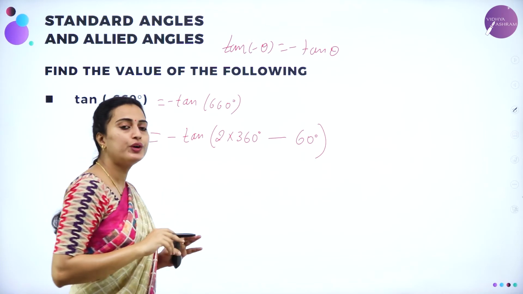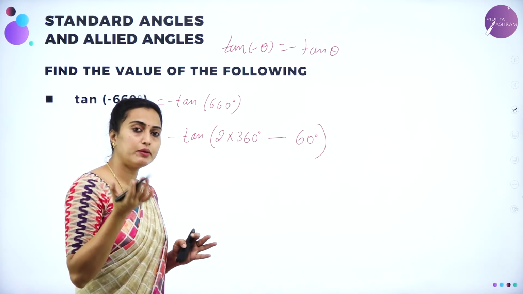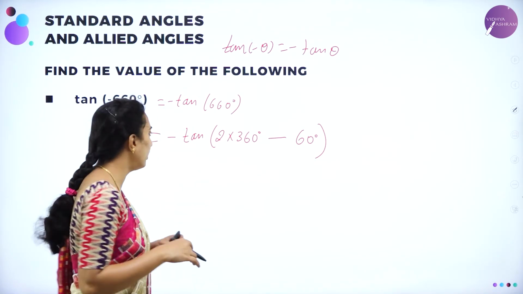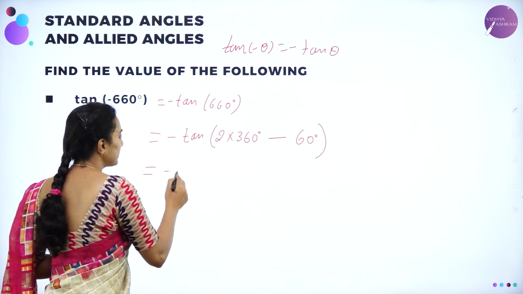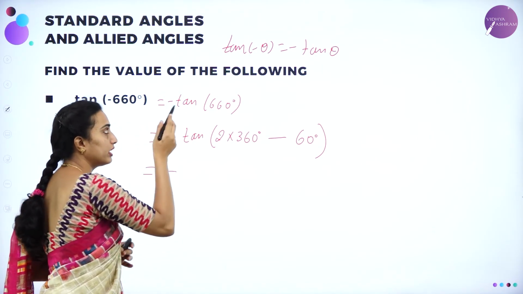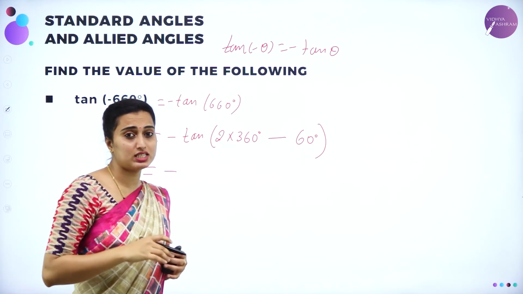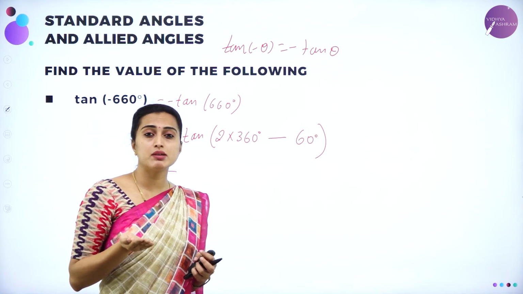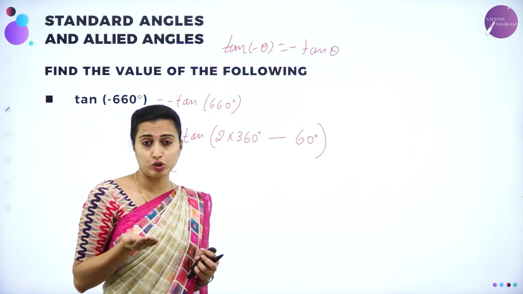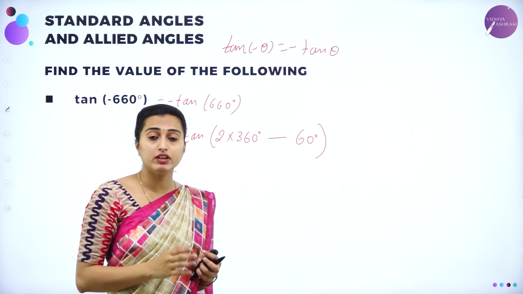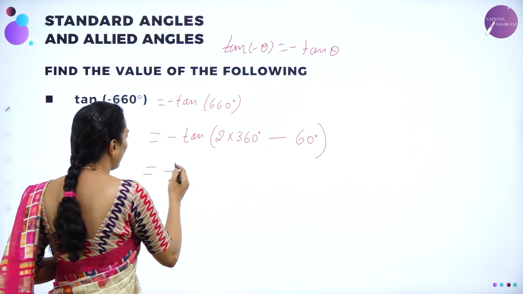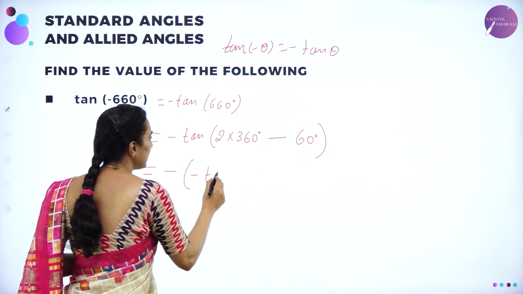It will be giving you 660 degree. 720 degree minus 60 degree is 660 only. So you know already, minus, I am writing here, because tan of minus theta is minus tan theta. Now I am writing tan of n into 360 minus theta. N into 360 minus theta will fall in the fourth quadrant. Tan is negative in the fourth quadrant. Therefore, I am writing one more negative sign, that is minus tan theta.